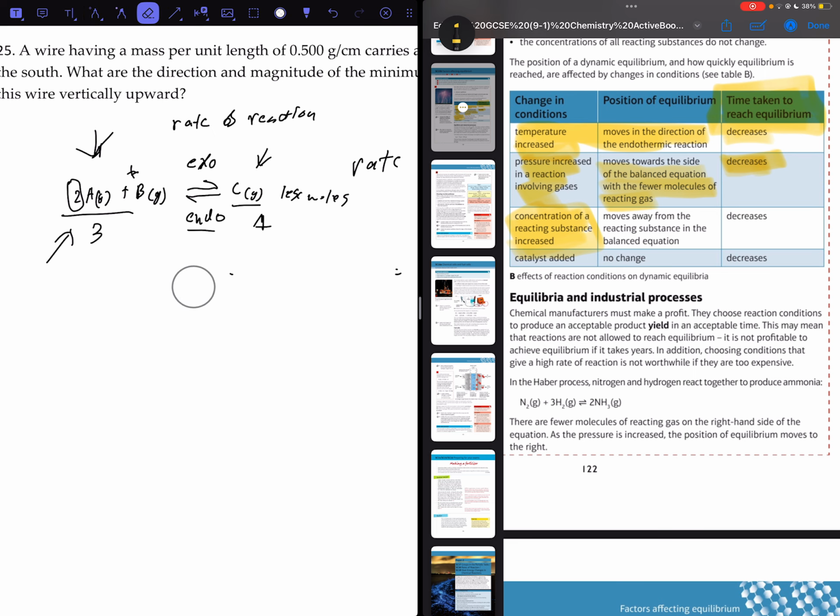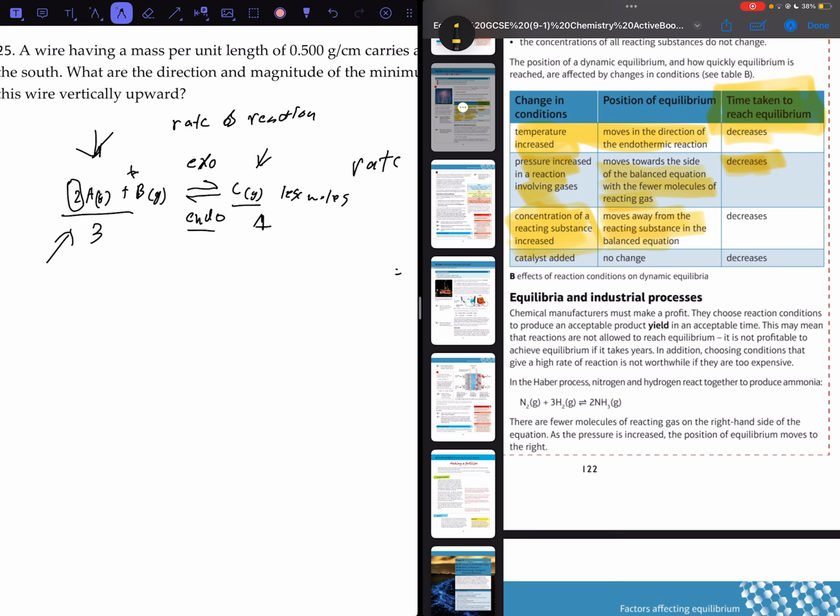So as you can see in the book, it literally says the equilibrium moves away from the reacting substance in the balanced equation. Reacting substance is the bad thing to say here. It moves away from the added substance. If I add A, it's going to move away from A, go forward. If I add C, it's going to move away from C, go backward. If I add B, it's going to move away from B and go forward.